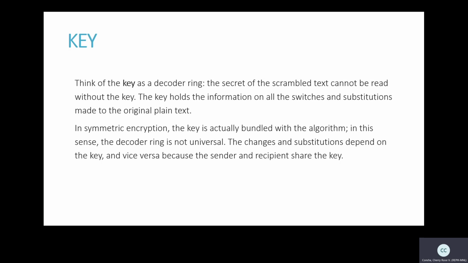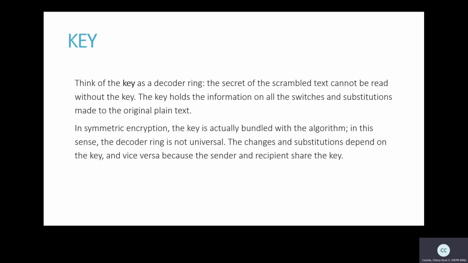So we have a key. If we know what the key is, we can decode the switches and all the substitutions that were made on the original plain text. So in symmetric encryption, the key is actually bundled with the algorithm. In this sense, the decoder ring is not universal. The changes in substitutions depend on the key and vice versa because the sender and recipient share the key.